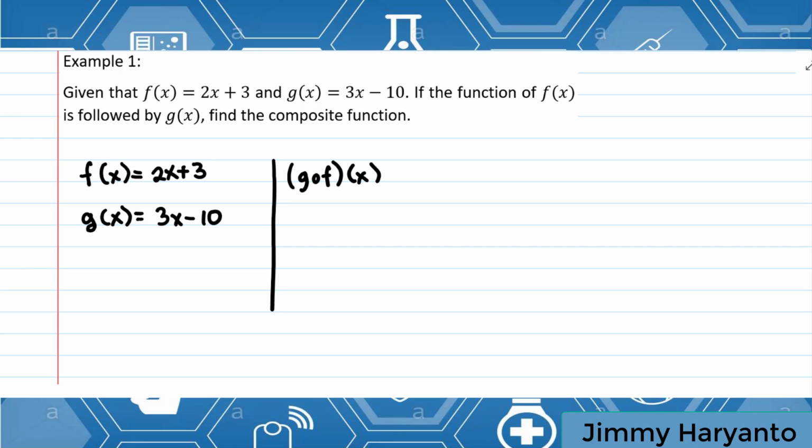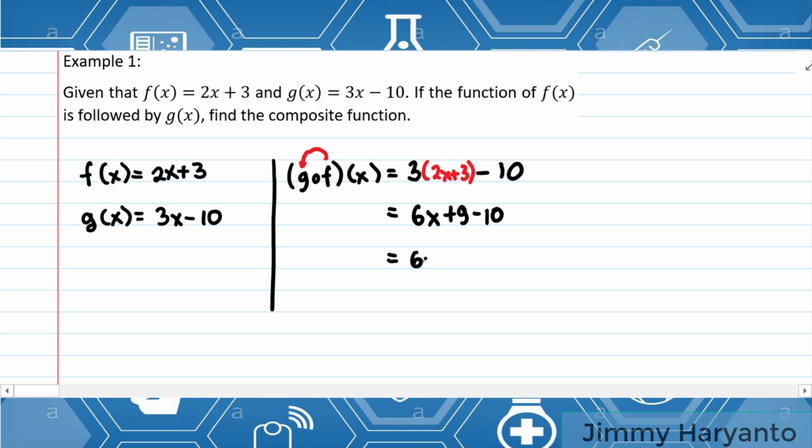I will show you how to find a composite function easily. g∘f means you have to substitute the g with f, so the f goes inside the g. So you write the g first, which is 3x minus 10, but f needs to go inside the g, so we change this x into the f, which is 2x plus 3. Then simplify it. It will be 6x plus 9 minus 10, which is 6x minus 1. There you go. That is g∘f, the function f followed by g.